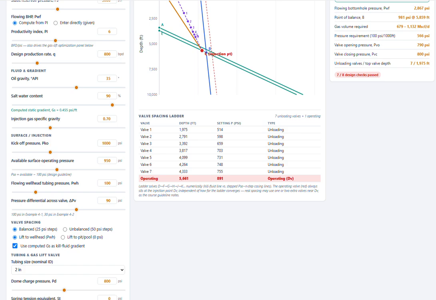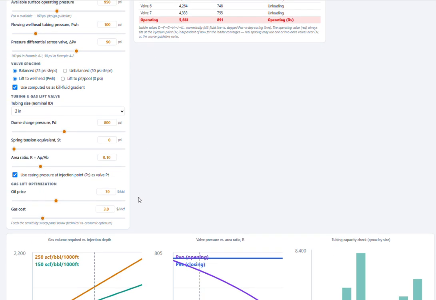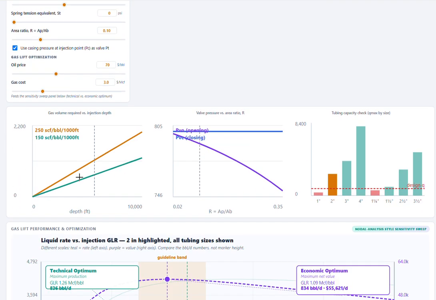Next question. If we increase the area ratio of the valve, what happens to the valve opening pressure? Higher, lower, or unchanged? Okay, so this is the area, and as you can see here, the plot of valve pressure versus area ratio. We have two curves here: the valve opening pressure and the closing pressure.